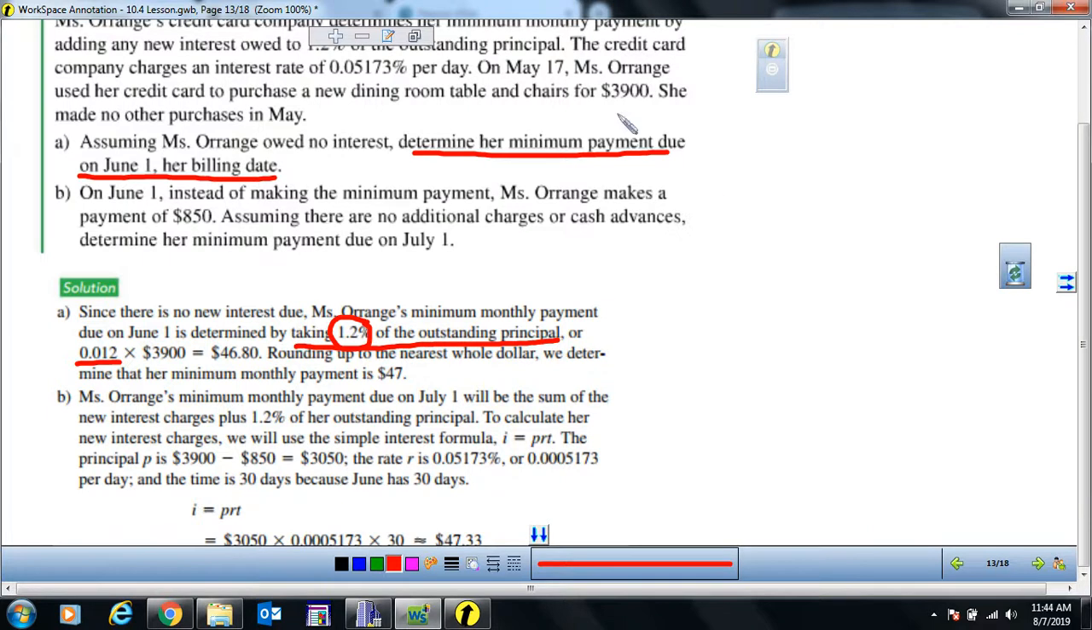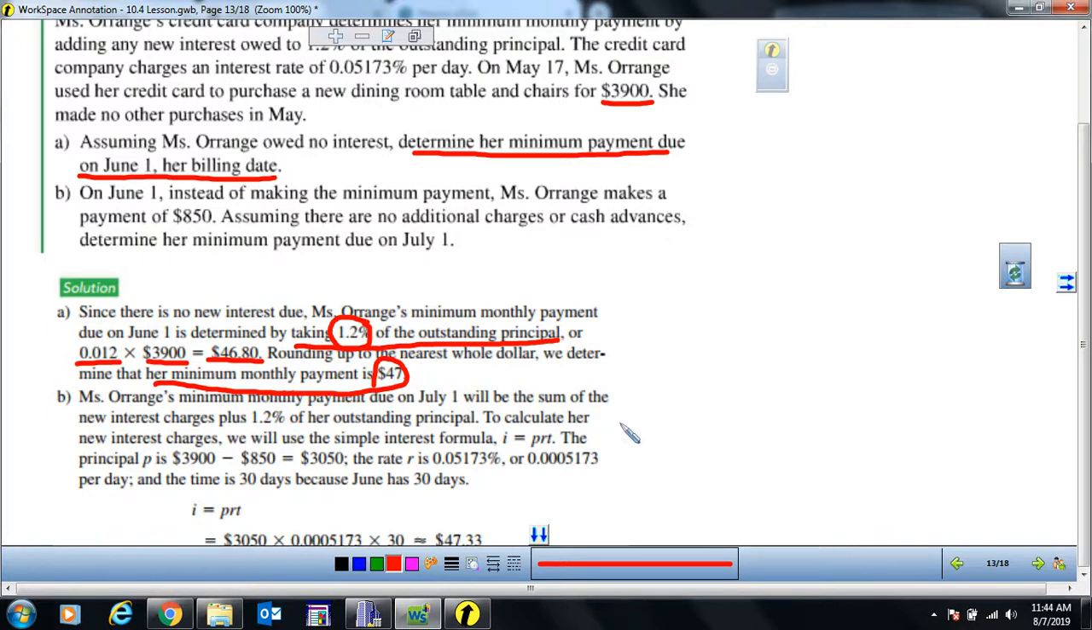What was your outstanding principal? What she purchased? $3,900. So $46.80 is going to be the exact minimum payment due. But usually the bank is going to be rounding up to the nearest whole dollar. So we determined that her minimum monthly payment is going to be $47, because we usually are going to be rounding up to the nearest whole dollar.